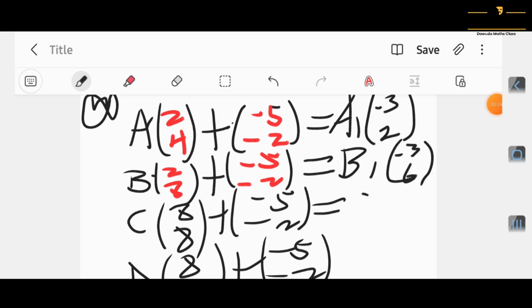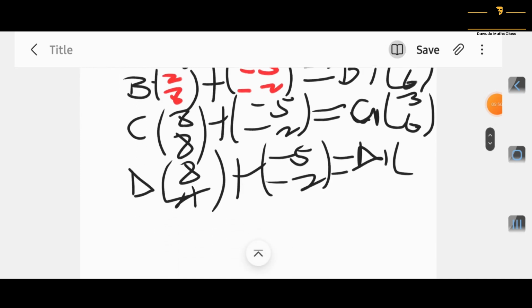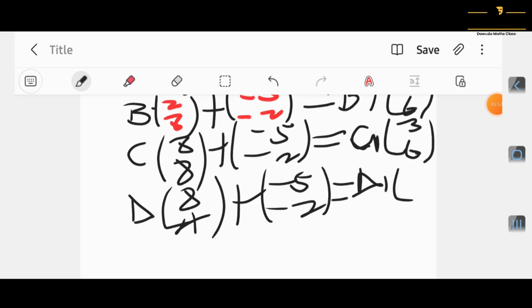Let's go to C1. With C1 we have 8 minus 5, which will give you 3. And we have 8 minus 2, which will give you 6. So we have 3 and 6 as the point for C1. Let's go to D1. 8 minus 5 will give you 3. 4 minus 2 will give you 2. So D1 will give you 3, 2.